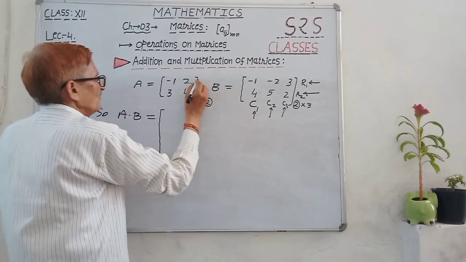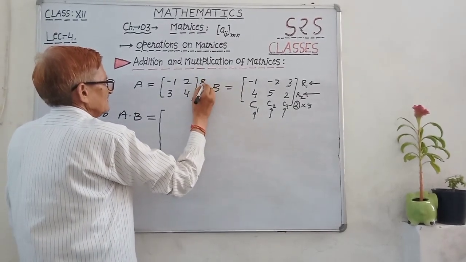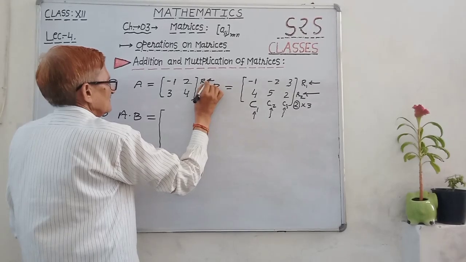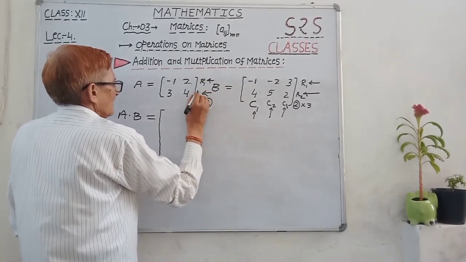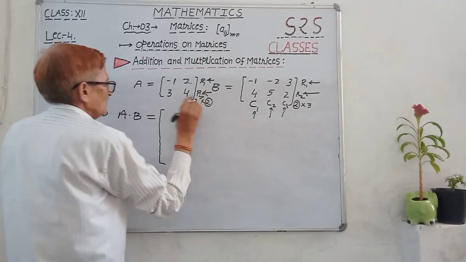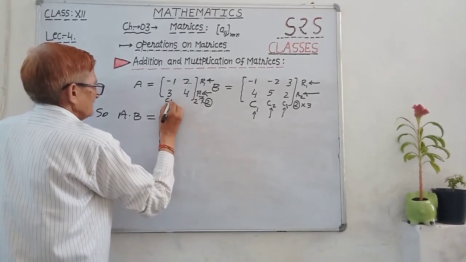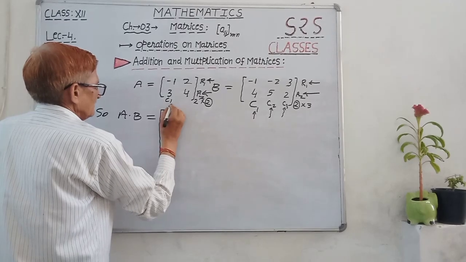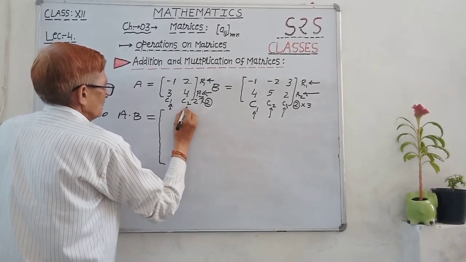Similarly, here we know this is R1, this is R2, this is column 1, this is column 2.